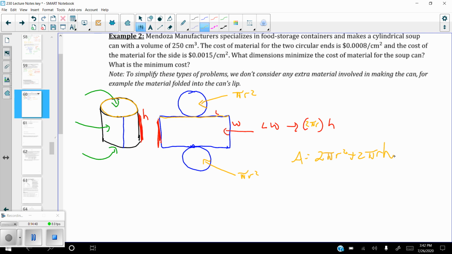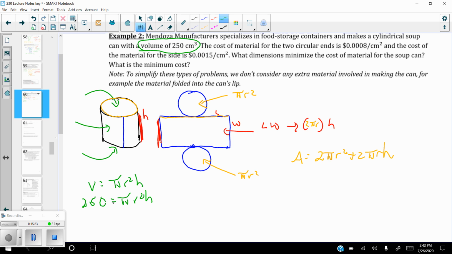Well, they gave us one additional piece of information that we're going to be able to use. They told us the volume of the can was 250 centimeters cubed. The volume of a can or a cylinder is pi r squared times the height. I know that the volume is 250, they gave that to me. So 250 equals pi r squared times the height. That did not look like an equal sign there in the middle, so let me change that real quick. There, that's better. Now I can solve this equation either for r or for h.